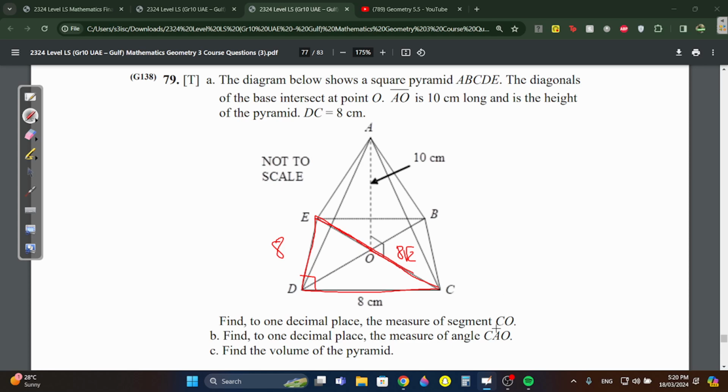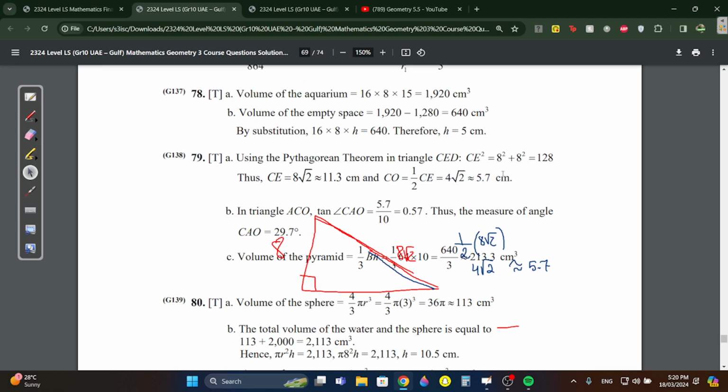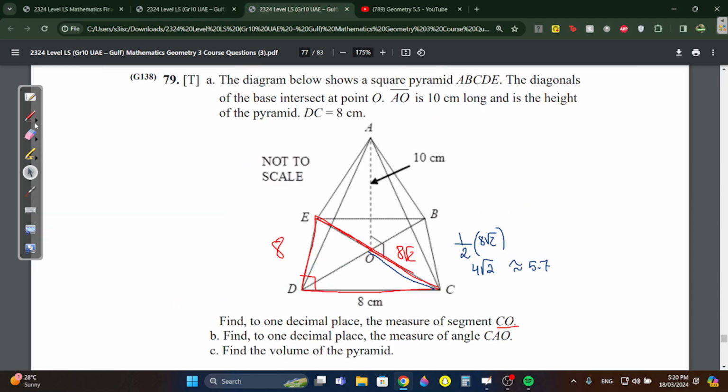Okay, we need CO. Now look here. CO over here is half of CE. It's going to be half of 8 radical 2, which is 4 radical 2. Put that in a calculator. They want it to one decimal place, which is 5.7. If you round it, it's 5.7. Let me see, is that correct? Yeah, 5.7. Very easy. Part B, find to one decimal place the measurement of angle CAO.